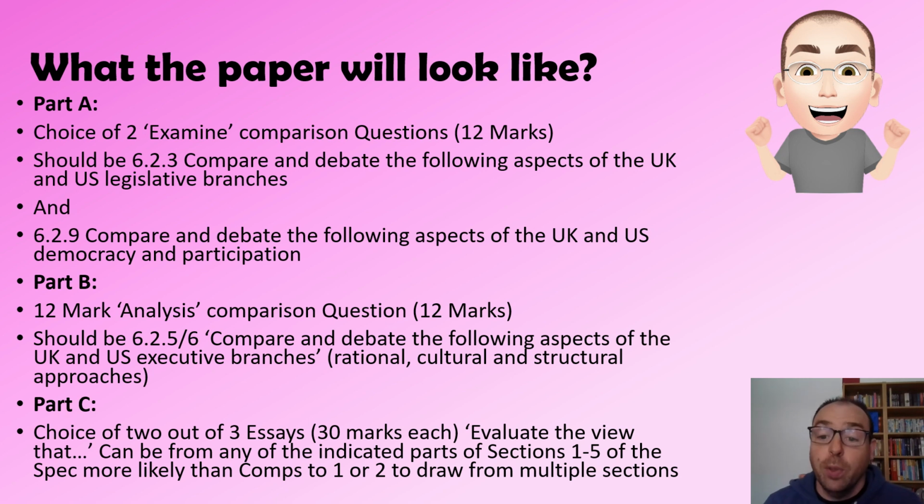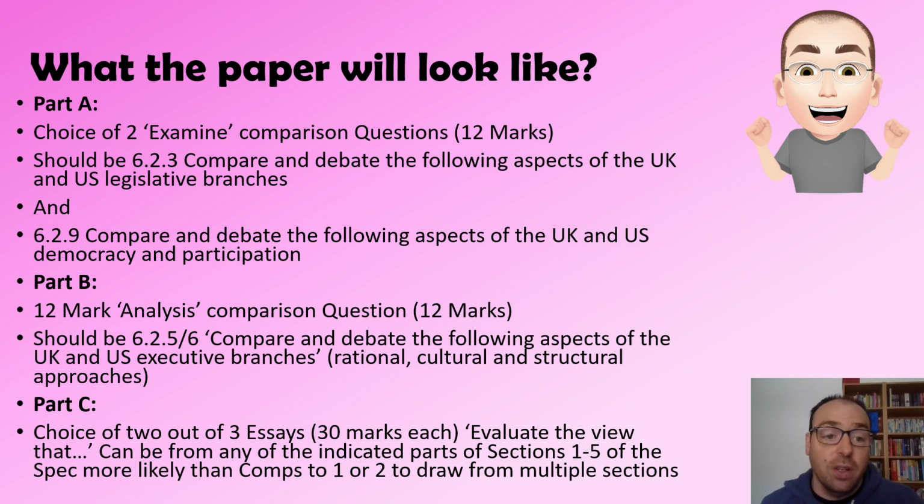So what will the paper look like? Well, there are various elements to the paper, and it's different from the 30-30-24 format of Component 1 and 2. So in Component 3, the first part of the paper will give you a choice of two 12-mark questions, which will start with the word examine. And in this, you should be looking at comparing the US and UK politics.